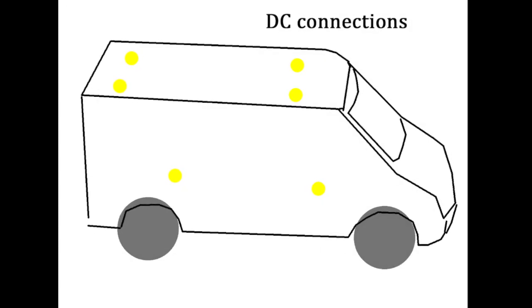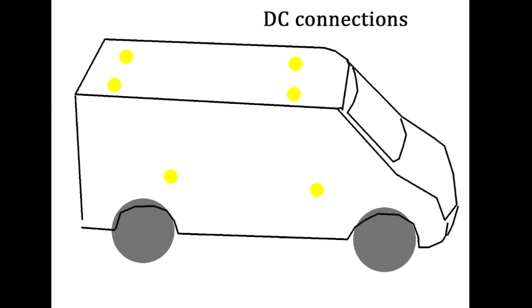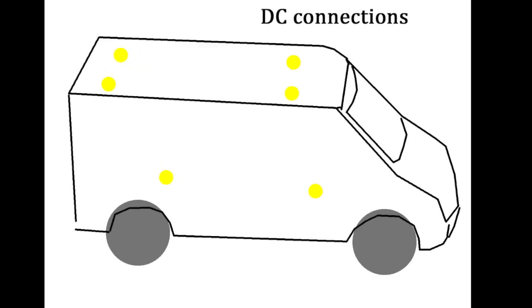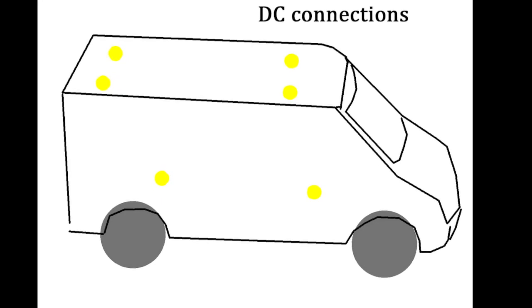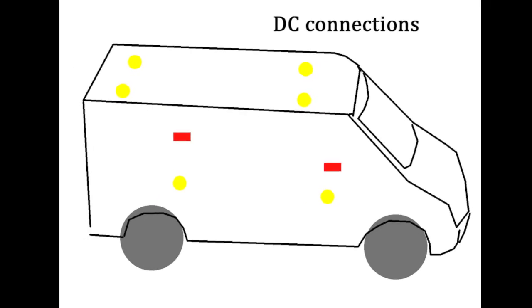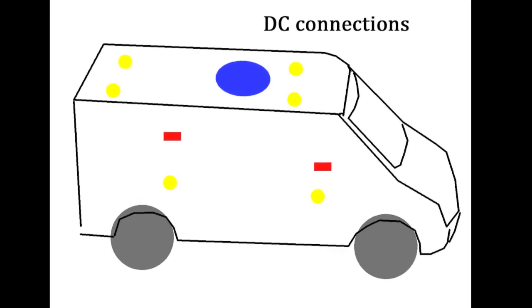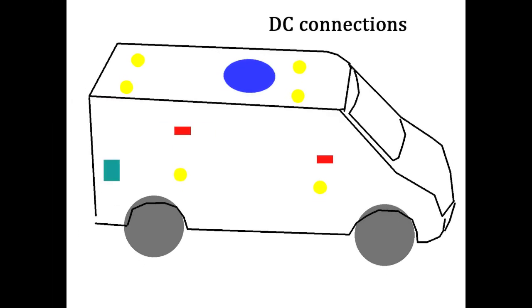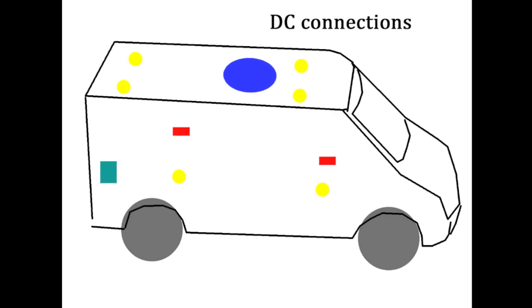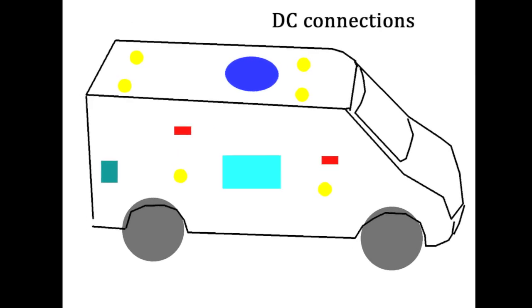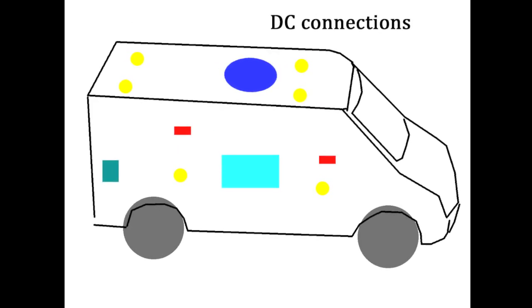So here I've located six DC lights that I want in my van. I've also located two DC outlets that I need in my van to power other DC appliances. I have a ceiling fan that's DC powered. I also have a water pump in the back of the van that's DC powered. And I have a refrigerator that's DC powered.